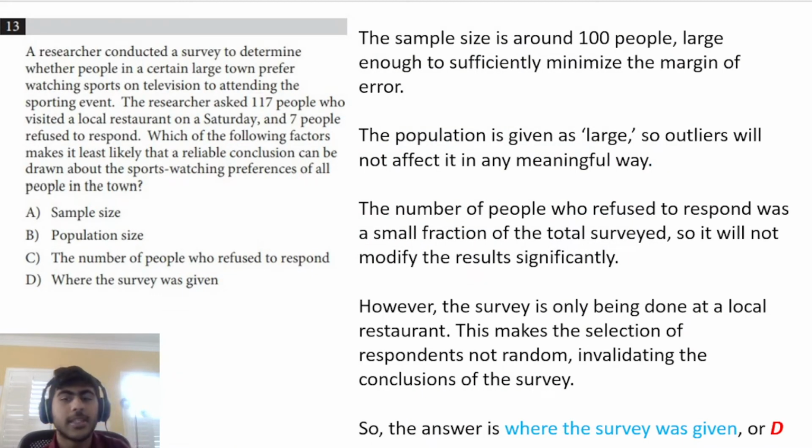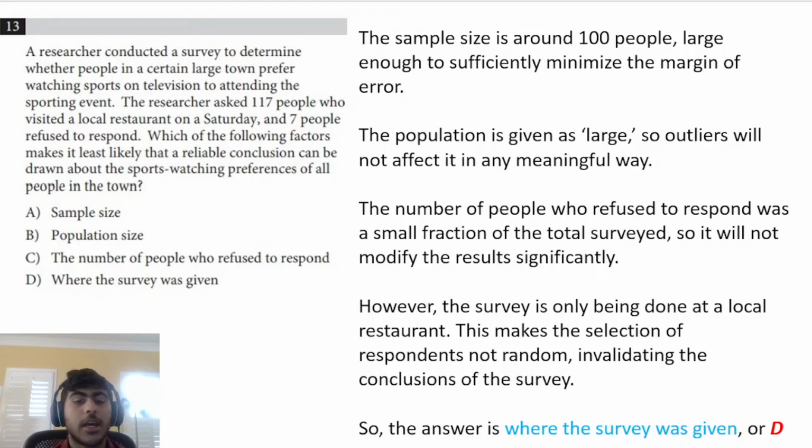Let's see. Sample size is around 100 people, right? So that's decently large enough to minimize the margin of error. Population is just given as large, so outliers aren't going to do anything, right? So that will be a reliable conclusion. The number of people who refused to respond, 7, is a small fraction of the total survey, so it won't really do anything, right?